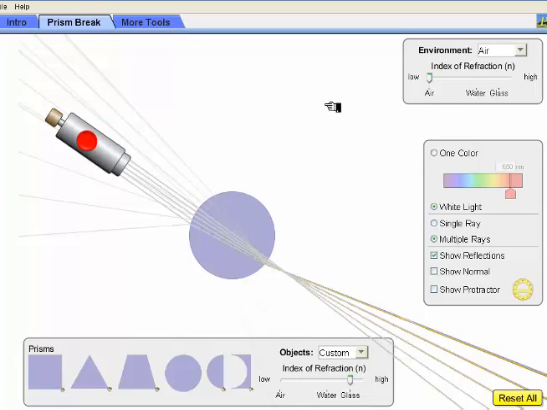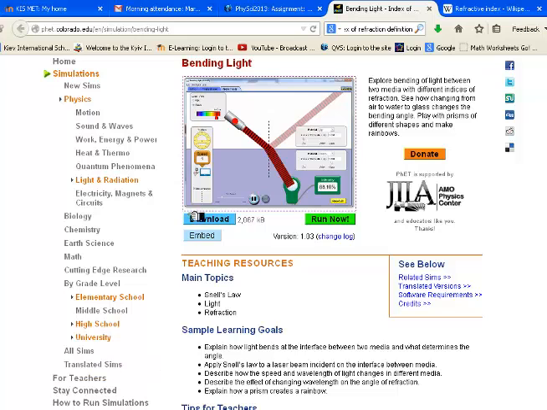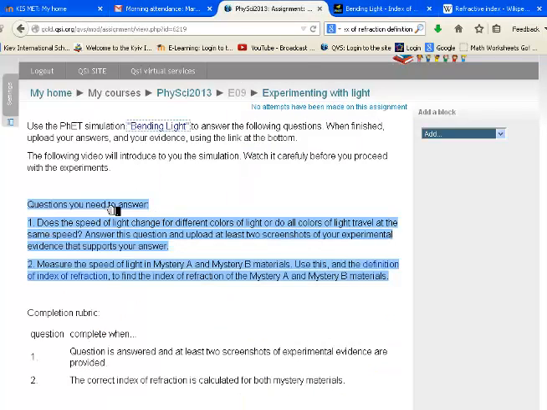Anyway, you can use the simulation to play around, but it's this third tab where you will collect evidence for answering the questions that are posted in the assignment. Let's go back here. There are two parts in it.